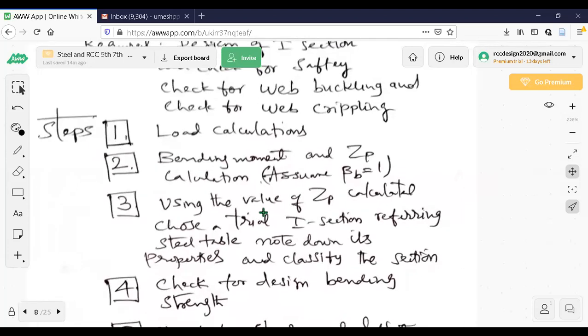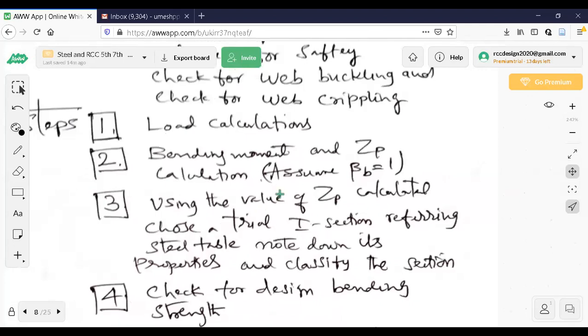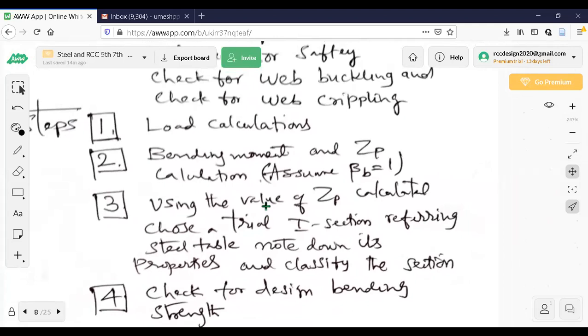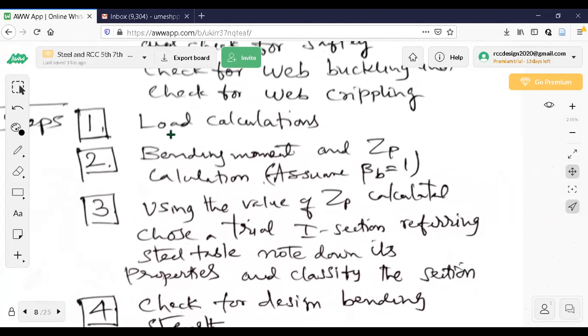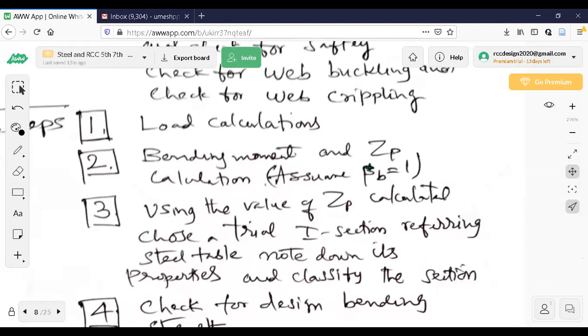Now let us observe here how the beam is designed. It is a basic thing I am telling you. First, load calculation is done depending upon the size of the room, how many beams are there inside, and the room configuration. Then for bending moment, I have to decide the span and all that load. Then find out the bending moment and ZP.